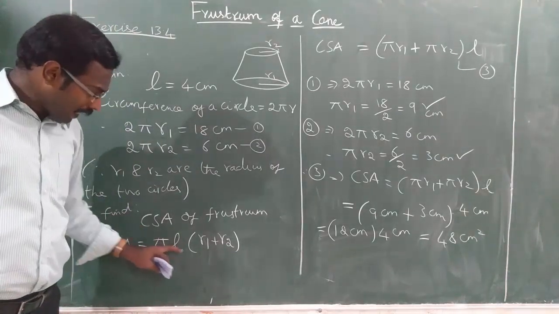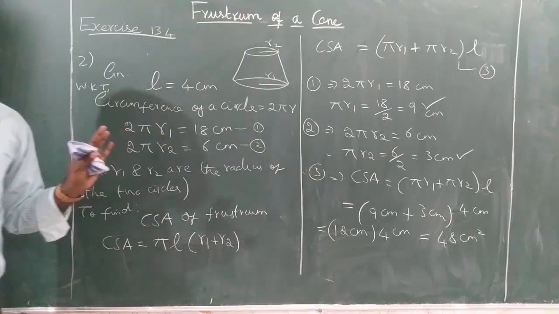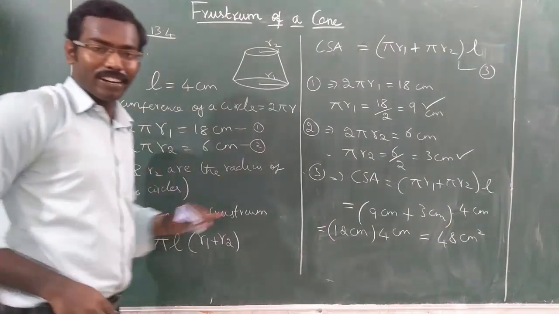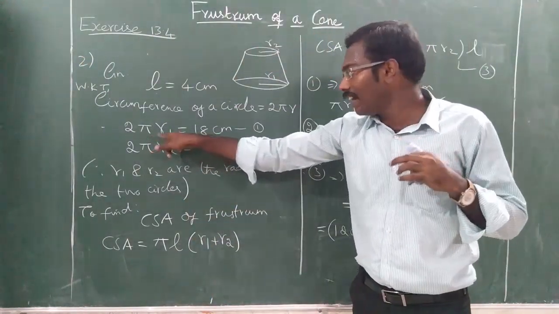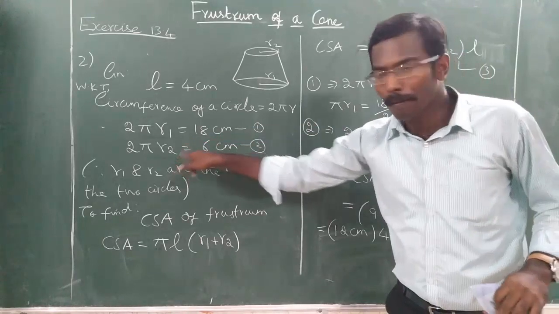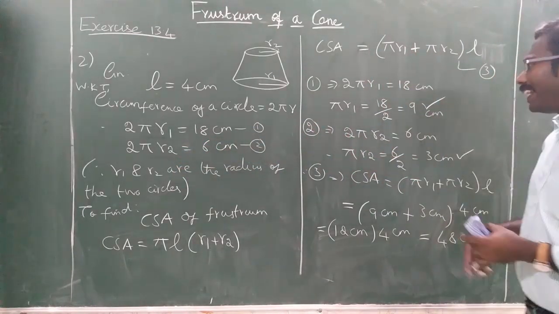The formula is pi L into R1 plus R2. But here R1, R2 value is not directly given. Only the circumference value is given. So from the circumference, we are calculating the pi R1 and the pi R2, and we are applying it in the formula. So I did like this.